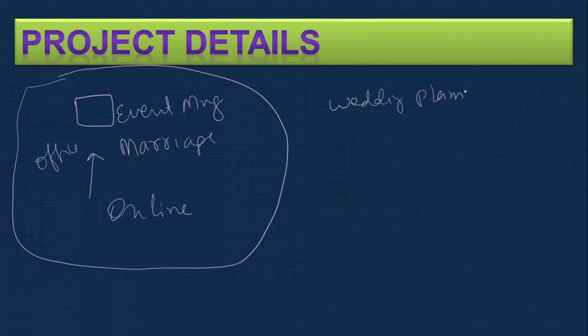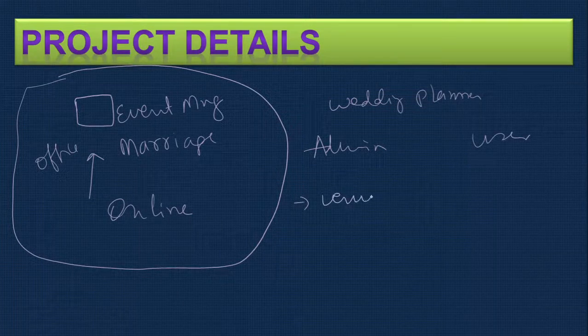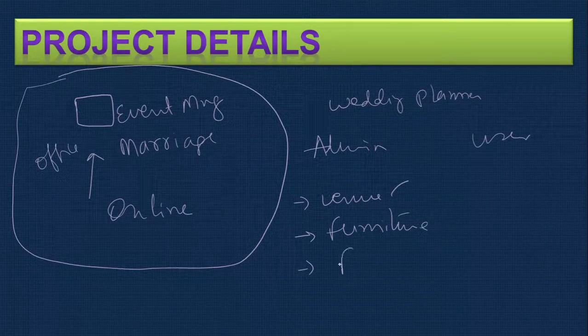Here, there are different modules. One is the admin module, the other is the user module. An admin can specify what venues are available, then furniture required for the wedding, then food requirements, then manpower, like orchestra, photography, and all these things come under manpower. Like that we can list all the things.